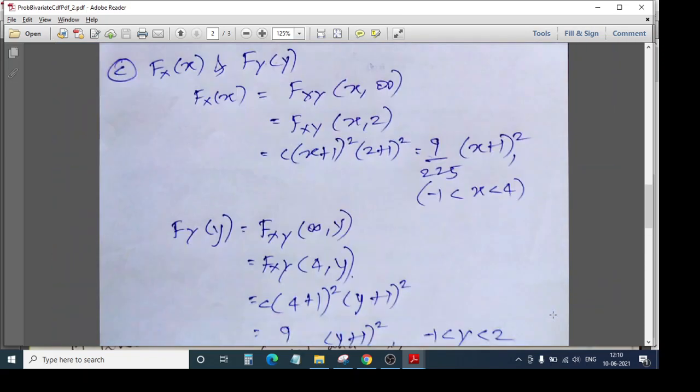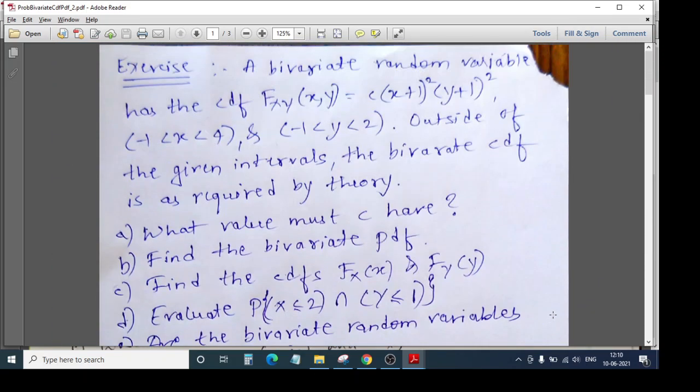Please go through this problem, both the problems that I have covered in today's class.